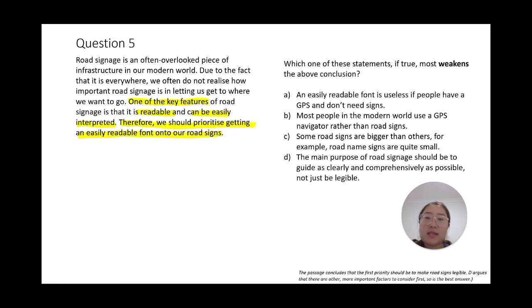Well, we need something that will directly oppose this conclusion, i.e. saying, no, in fact, that is not the most important thing, readability. So the statement would be option D. The main purpose of road signage should be to guide as clearly and comprehensively as possible, not just be legible. So that directly argues against or rebuts this statement. So D is the best answer here.